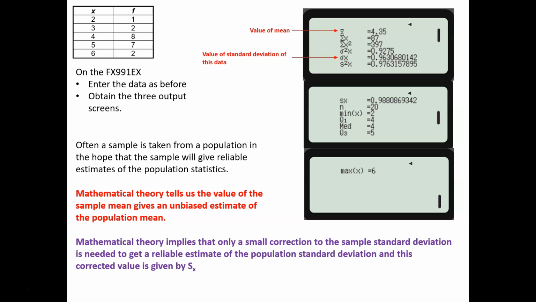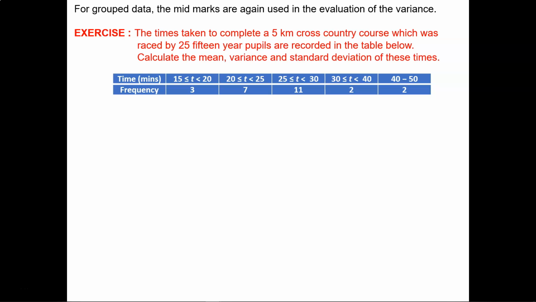We've already said that. Mathematical theory tells us as well that only a small correction to the sample standard deviation is needed to get a reliable estimate of the population standard deviation. And this corrected value is given by Sx. And Sx is simply the square root of s squared x. So in this case we've got an estimate of Sx, which is 0.9881.